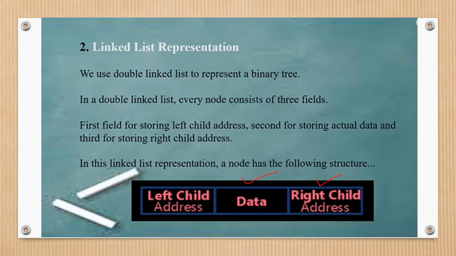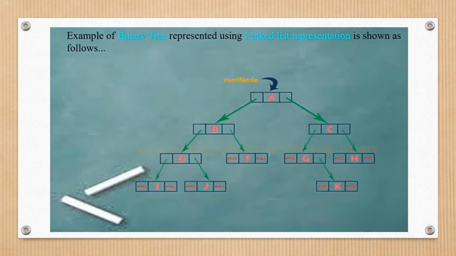Every node consists of three fields. First field for storing the left child address, second for actual data, and third for storing the right child address. The representation of a binary tree using linked list is as follows. Example for binary tree representation using linked list representation.